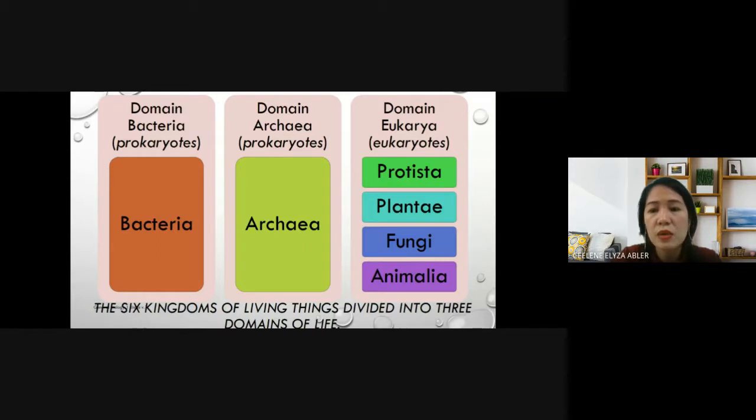Okay? So, the third domain is actually where all the eukaryotes are. Okay, so meron tayo yung domain Eukarya, which is for our eukaryotes. Meron tayong four kingdoms under this one. The Plantae, which are the plants. The Animalia, which are the animals. And we have the Fungi.